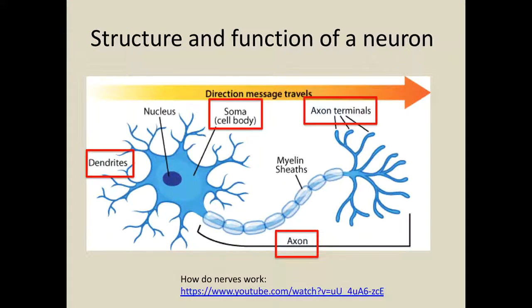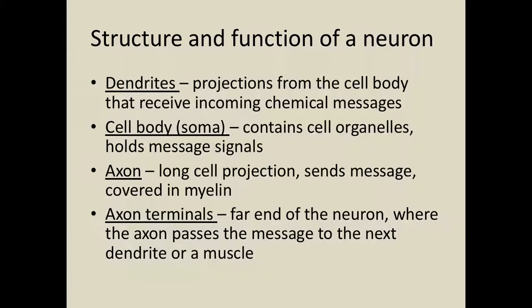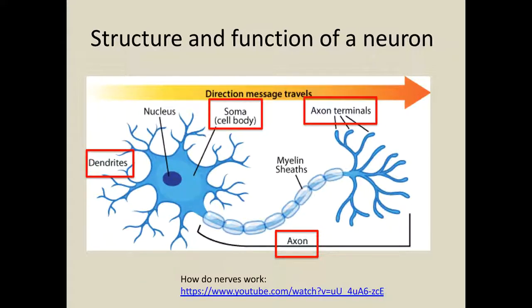I have a video down there if you're interested in how nerves work. You can check that out. But we've seen this picture before. It's the structure of a neuron. So just to remind us, the dendrites are the projections from the cell body. They're on the left side there. They receive the incoming message to the nerve.